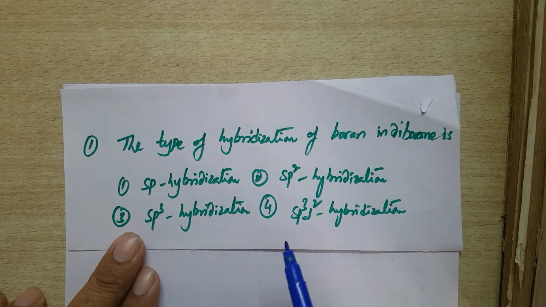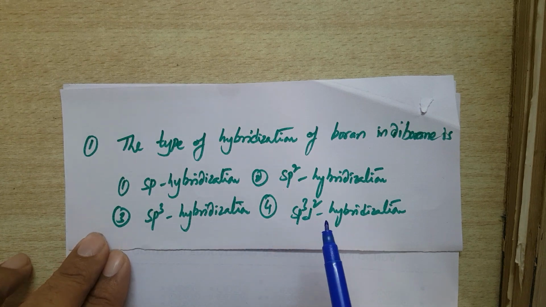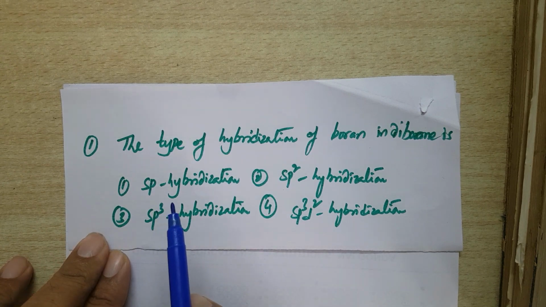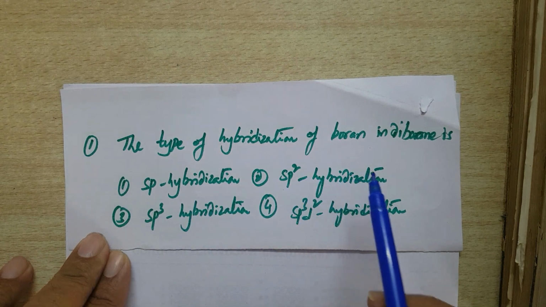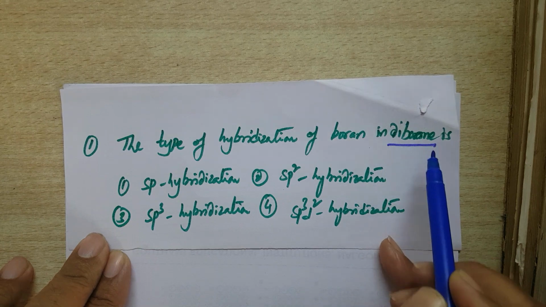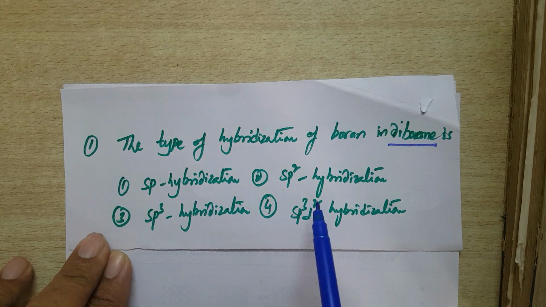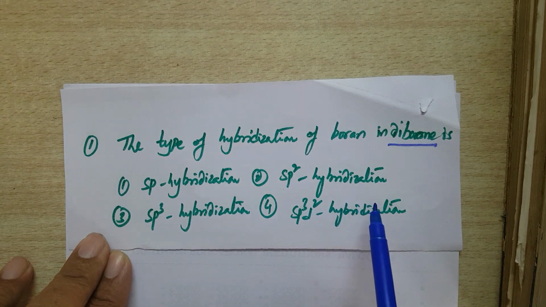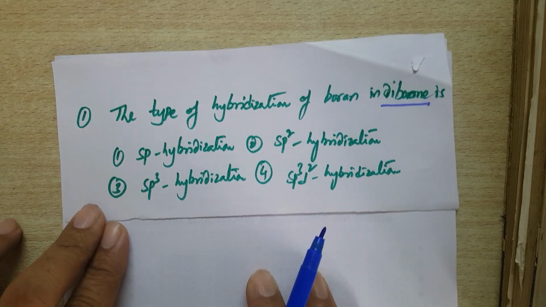Today we are going to discuss some bits from the 13th group elements. The first bit is: the type of hybridization of boron in diborane is what? First option sp hybridization, second option sp2 hybridization, third one sp3 hybridization, fourth one sp3d2 hybridization.